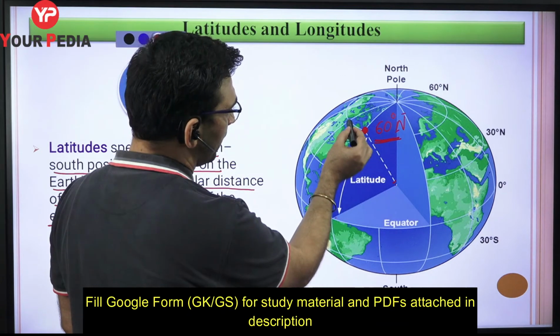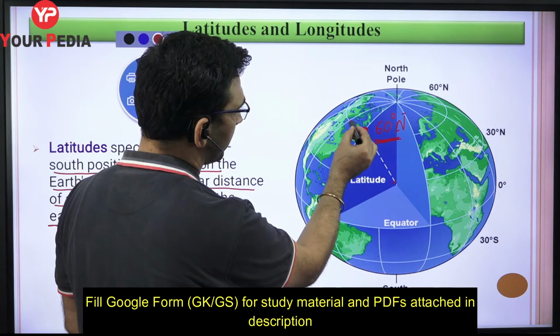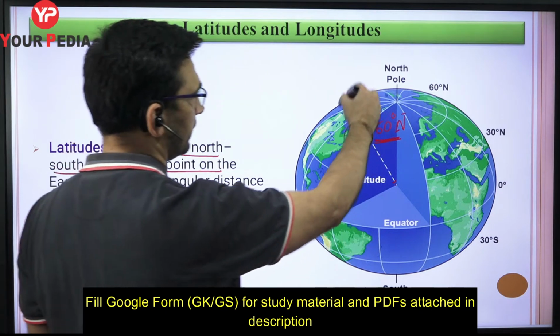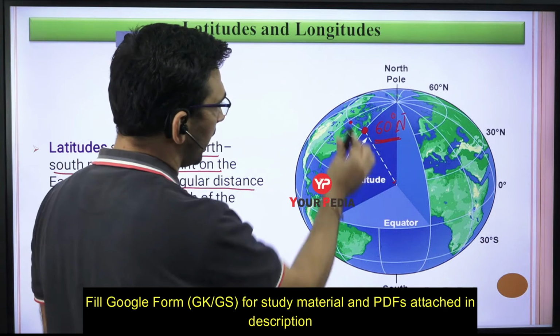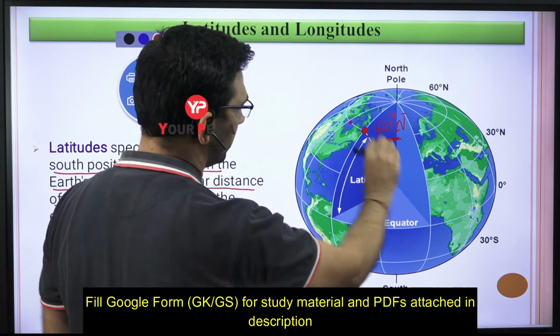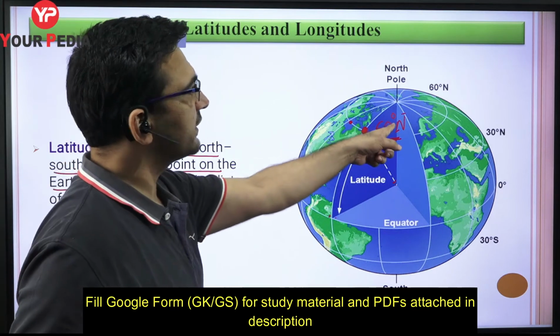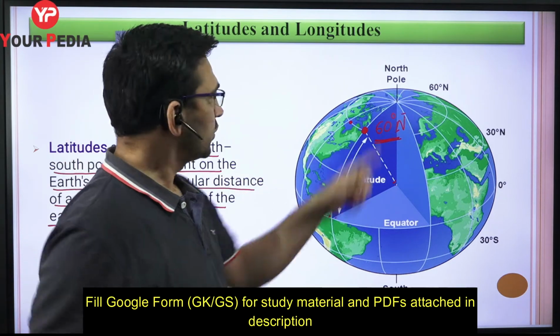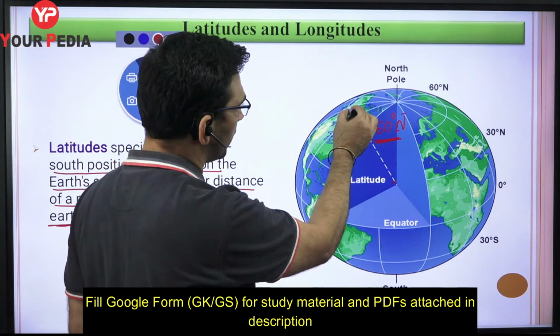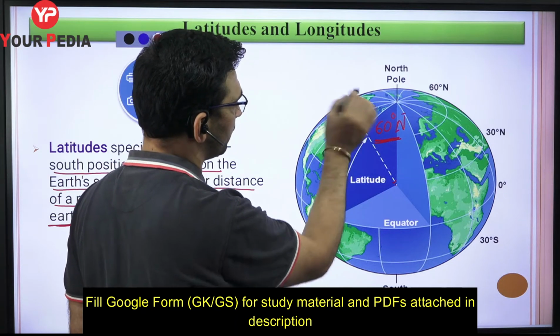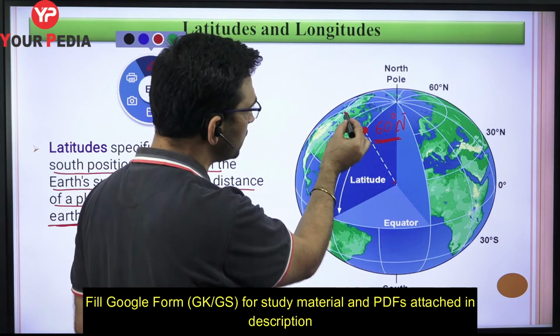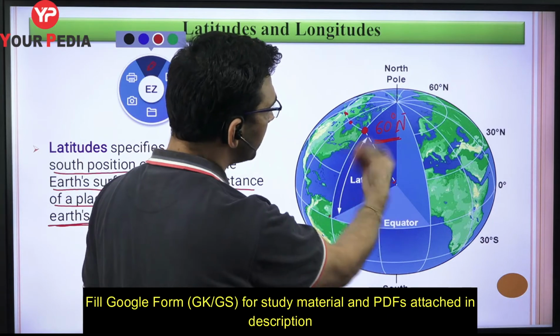Now tell me, if I have a point over here, on this circle that is drawn, and I take its location, again this point is also going to be at 60 degree north. So if you have a number of points, for example, if I take a position on the surface of the earth somewhere here, then this point is also located at 60 degree north.